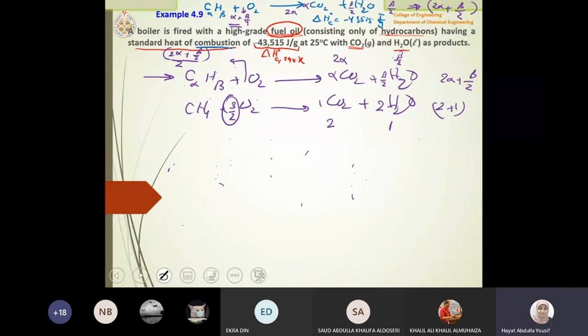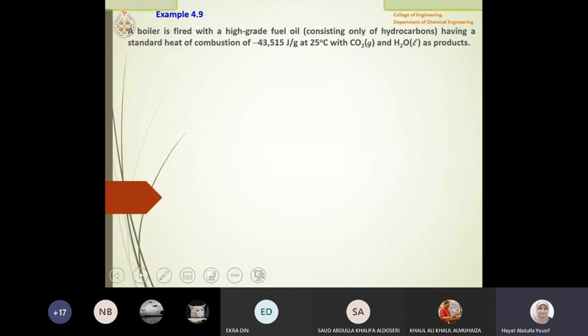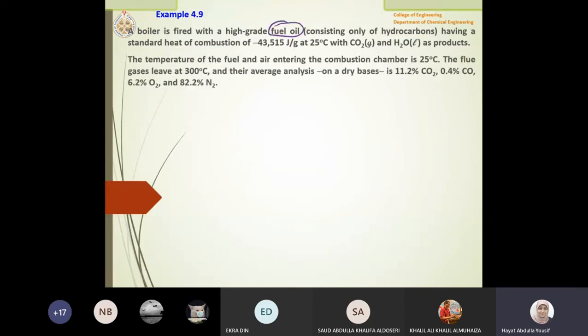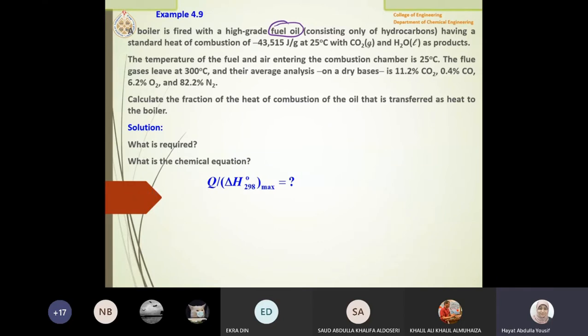So if this is the case, now I'll clear all the ink here. I know that I have fuel oil and I know it's burning, so I can write the reaction for it. I'll show you the reaction which I did: C alpha H beta, and I made the balancing as I explained a few minutes ago. So that's up to here.